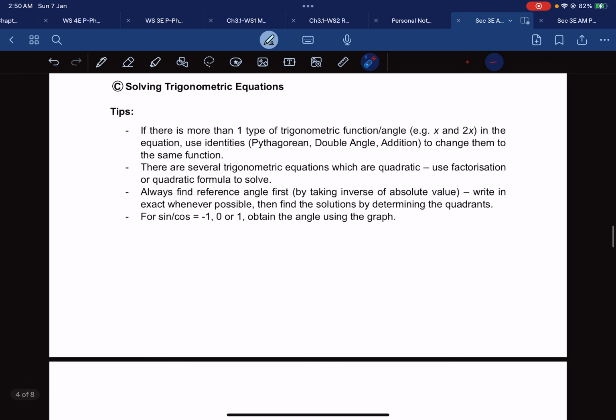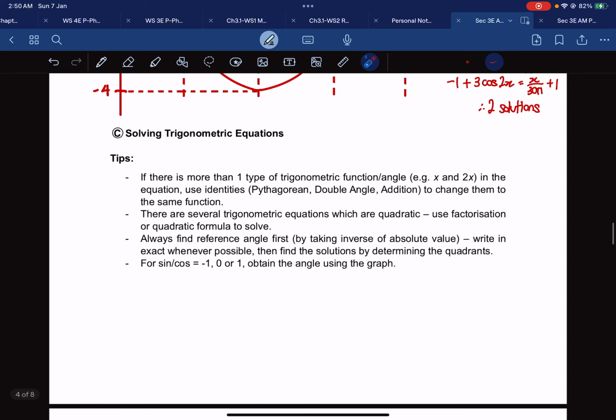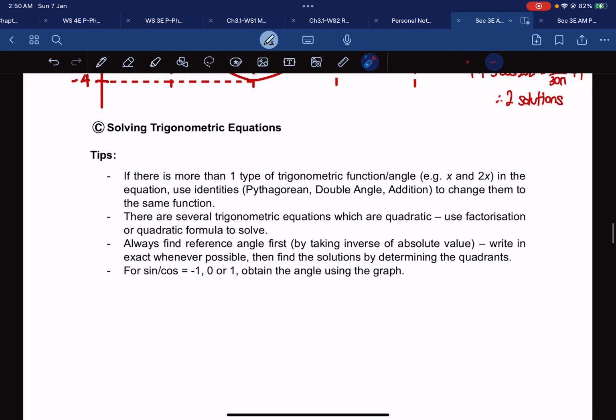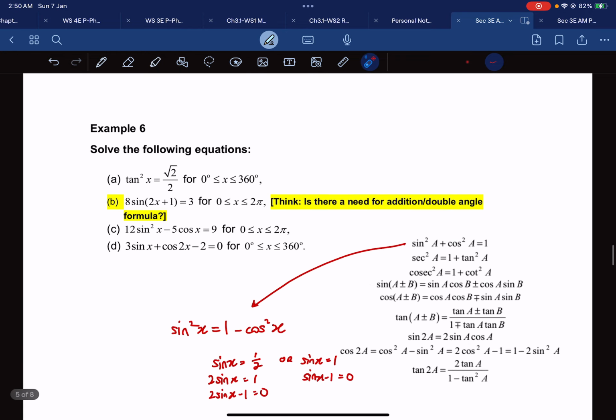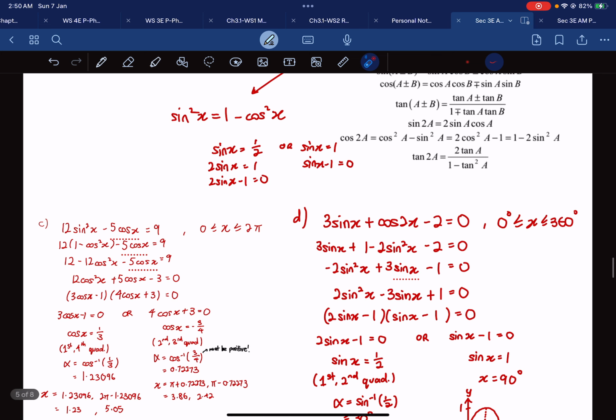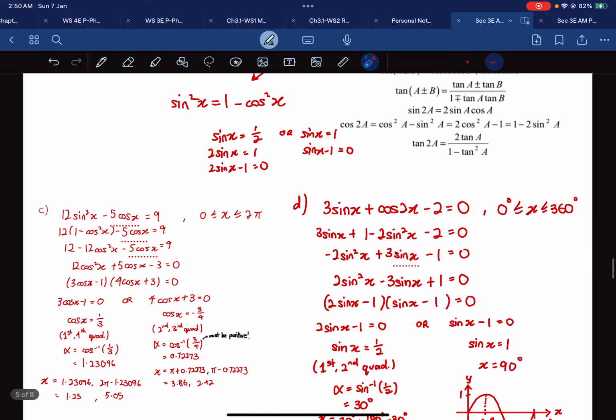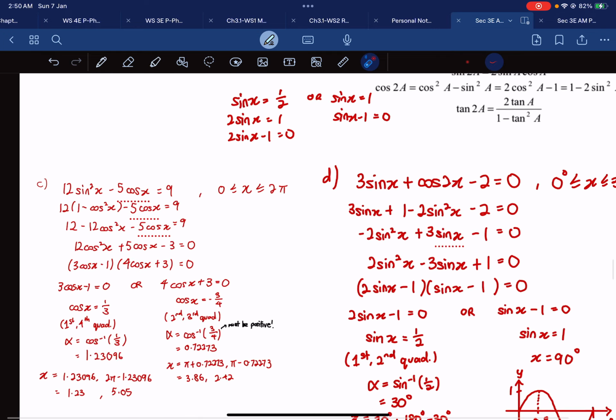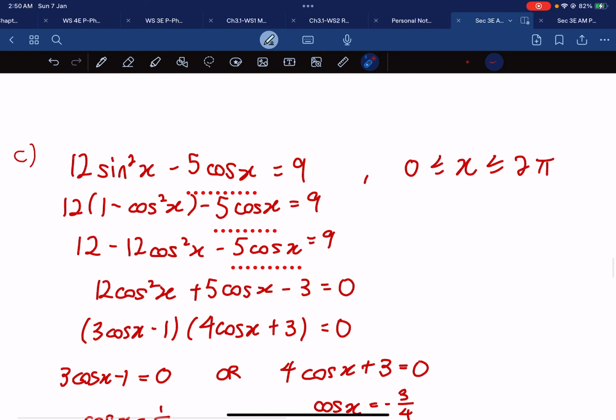Okay, moving on, solving trigo equations. This is a very common exam question also. When you want to solve trigo equations, always remember I must always find the reference angle and identify the quadrant before solving the question. So for example, let's take a very simple example. Let's look at part C, for example. Okay, I'm given this original equation.